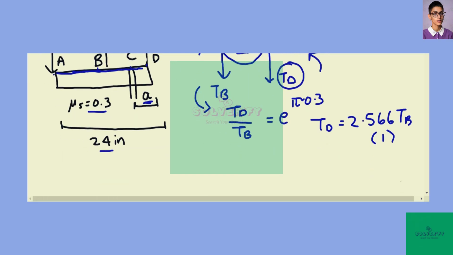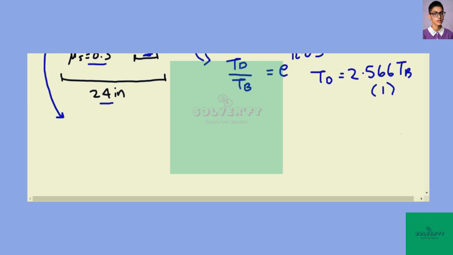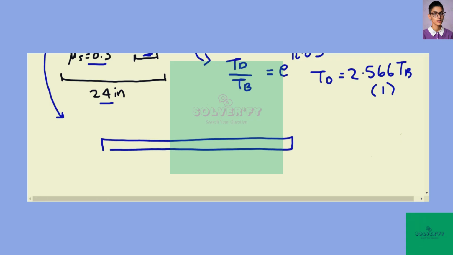Now let's draw the free body diagram of the bar. So we have the bar here. We have point A with a force of P. We have point B where there's a tension TB from the brake drum. We have point D where there's a tension TD from the brake drum. We have C, which is the center for moments.